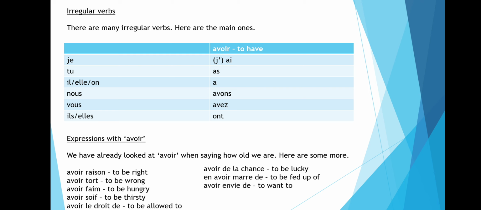Expressions with avoir. We have already looked at avoir when saying how old we are. For example, j'ai 4 ans, j'ai 5 ans. Here are some more. Avoir raison, to be right, avoir tort, to be wrong, avoir faim, to be hungry, avoir soif, to be thirsty, avoir le droit de, to be allowed to, avoir de la chance, to be lucky, en avoir marre de, to be fed up of, avoir envie de, to want to.